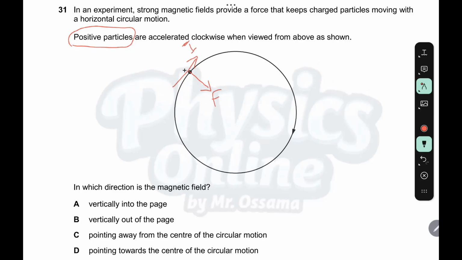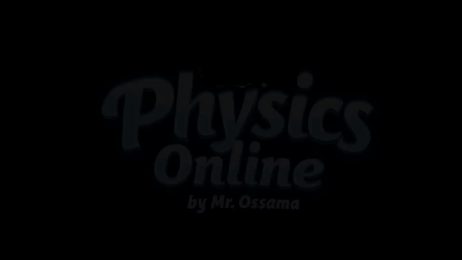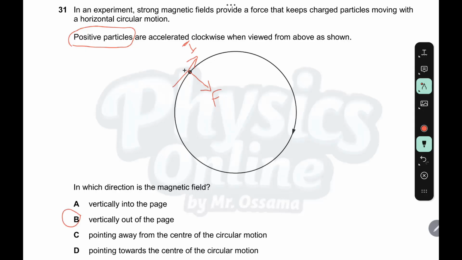So when you use Fleming's left hand rule, the first finger will show the direction of the magnetic field, which we want, and the second finger shows the direction of the particle. The thumb will show the direction of the force. So we'll find the first finger pointed out of the paper, vertically out of the page.